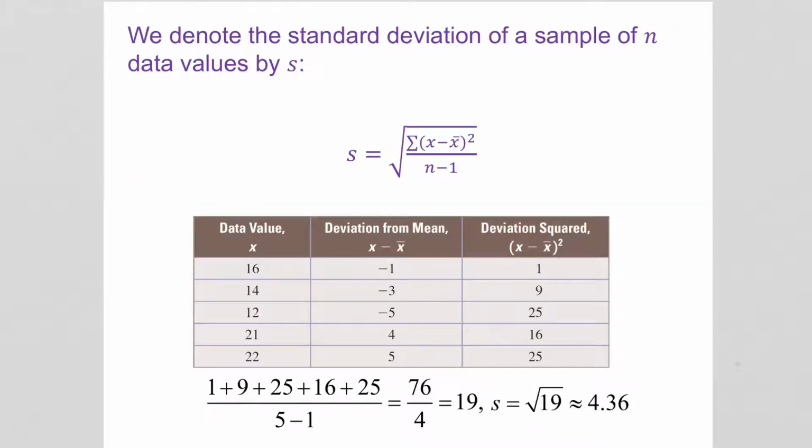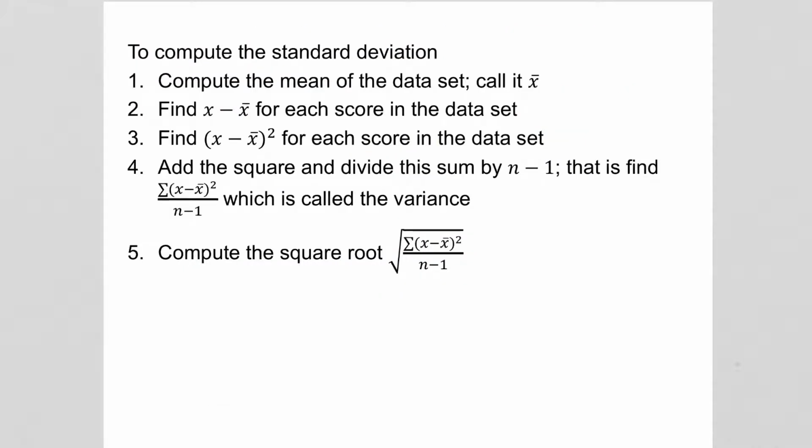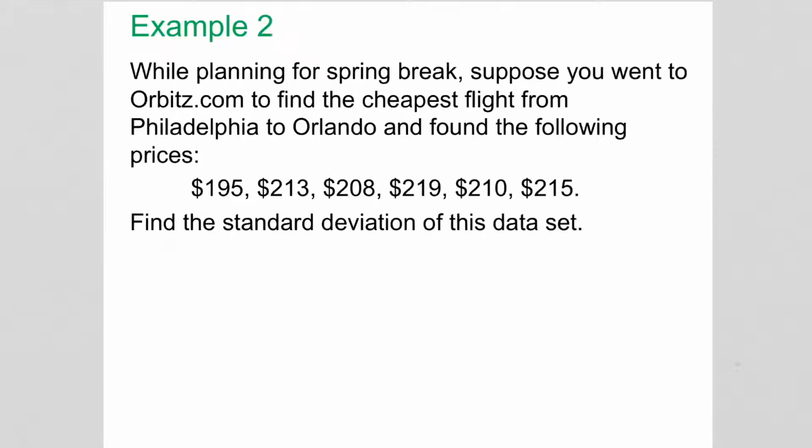Standard deviation is found with this formula. It's the square root of the sum. This E-looking thing is math's way of saying sum. So the sum of the square of the deviation, your data value minus the mean, over n minus 1. And so this takes a little bit of work. We use a table to help us get through it pretty quickly. So to compute the standard deviation, you can read through this. We're going to do it.